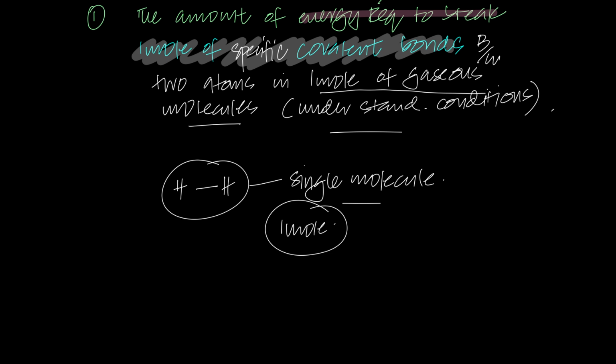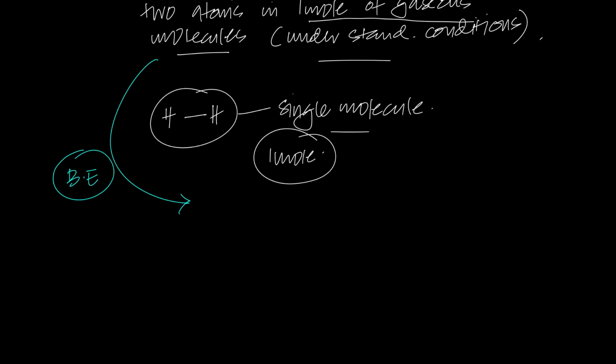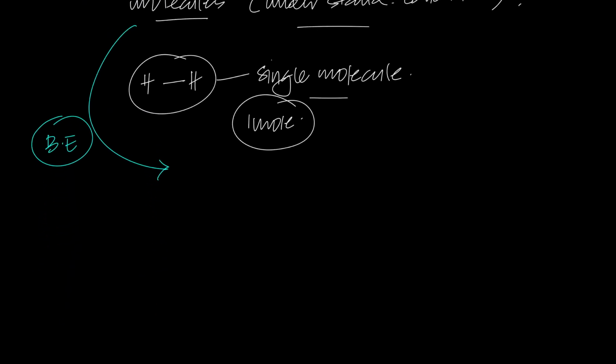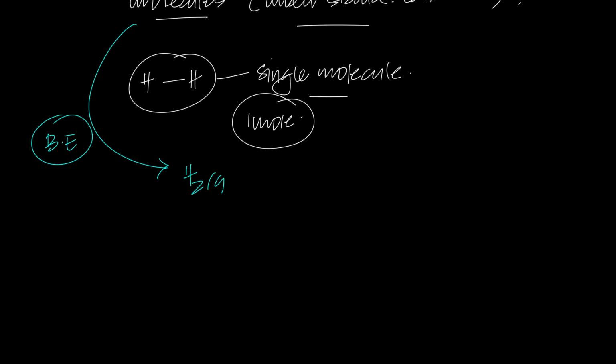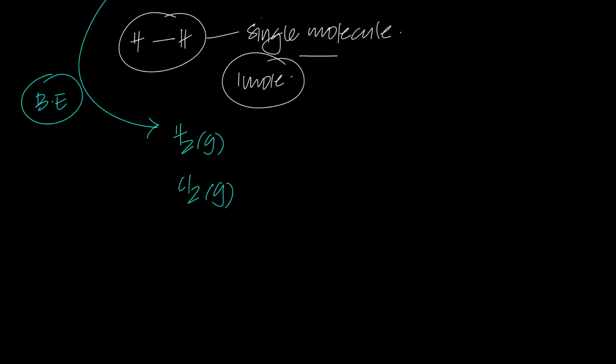Please understand that whenever we talk about bond enthalpies, we assume that all of these elements or molecules are gaseous. So hydrogen gas, chlorine gas. If I were to break the bond, they should be in their gaseous state. Bond enthalpy is defined from this perspective, right? So O2 gas. They should all be in their gaseous state, and after I break the bond, I'm going to end up with 2 H gases.